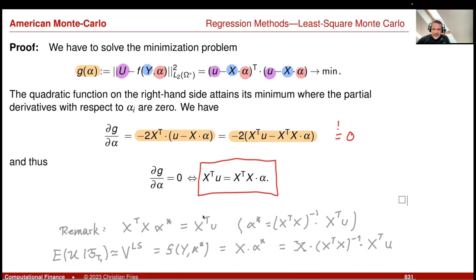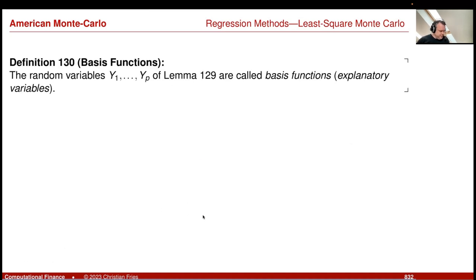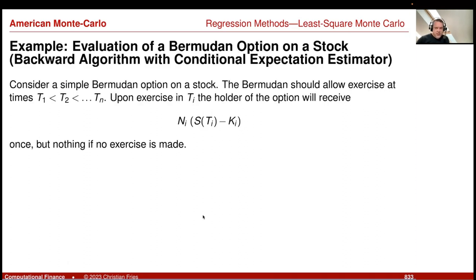There is a very nice interpretation of this result if you think back to the example of the binning, which motivated this idea here. Small remark, these y1 to yp are called basis functions, explanatory variables, predictors, the guys that predict the values. There are different names for these. I can now use this in my backward algorithm.